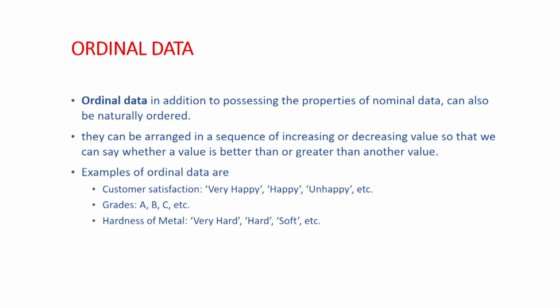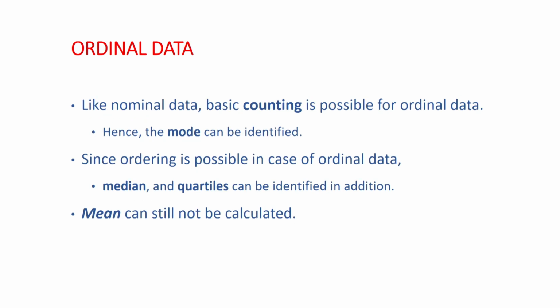In the same way, grades. S grade, A grade, B grade, C grade. There is a natural ordering among these values. So, if you have this type of variable, although the values are named, which is why it is a categorical and nominal variable, there is one more characteristic of the data, that ordering of values is possible, and then it is called ordinal data.